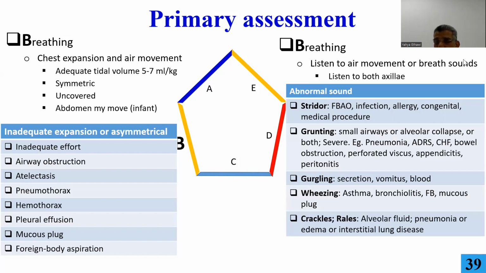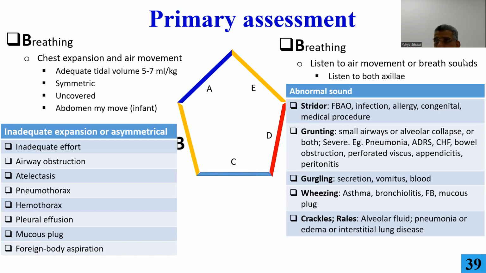It can be due to pneumonia. It can be due to adult respiratory distress syndrome. It can be congestive heart failure. It can be due to bowel obstruction, or perforated viscus. It can be due to appendicitis because of pain. It can be due to peritonitis.